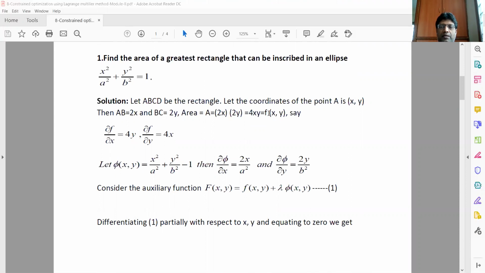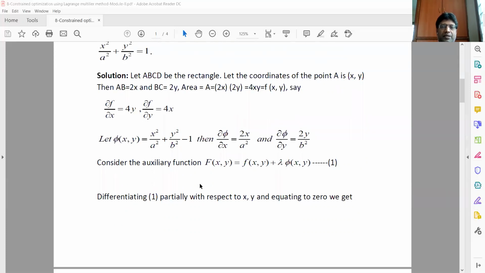This we are taking as f of x comma y, and this ellipse equation is phi of x comma y, which is the given constraint. First we will calculate dou f by dou x. Dou f by dou x is 4y, dou f by dou y is 4x. And we are taking the ellipse as phi of x comma y. Then dou phi by dou x is 2x by a square, dou phi by dou y is 2y by b square.